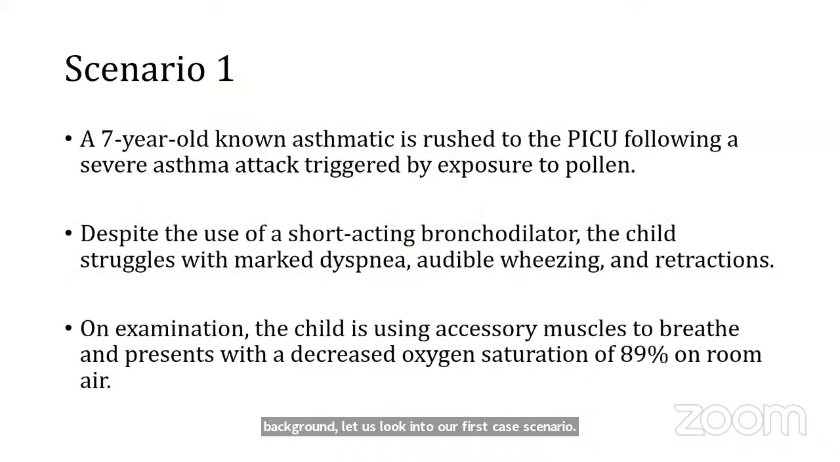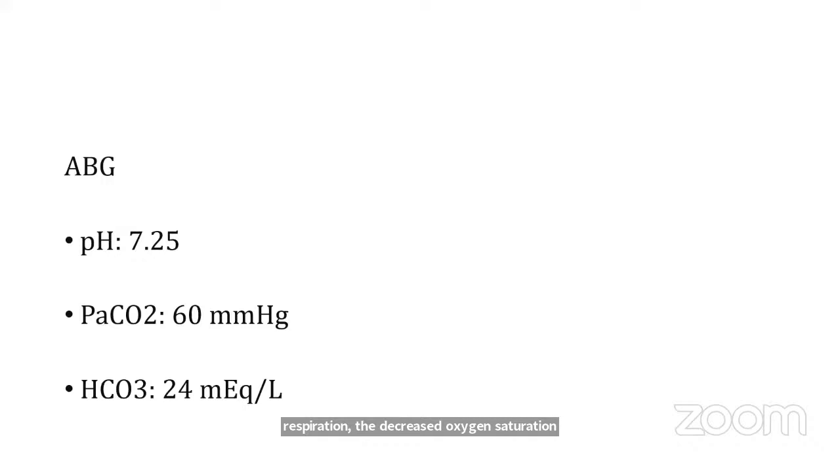So we have a 7-year-old boy who is a known asthmatic and was rushed to the PICU. He has a severe attack of acute asthma that was triggered by exposure to pollen. And despite giving repeated bronchodilators, the child struggles and there is marked dyspnea, audible wheezing, retractions. When you examine the child, you find that the child is using accessory muscles of respiration. There is decreased oxygen saturation of 89% in room air. You do an ABG and you find pH 7.25, PCO2 is 60, bicarb is 24.